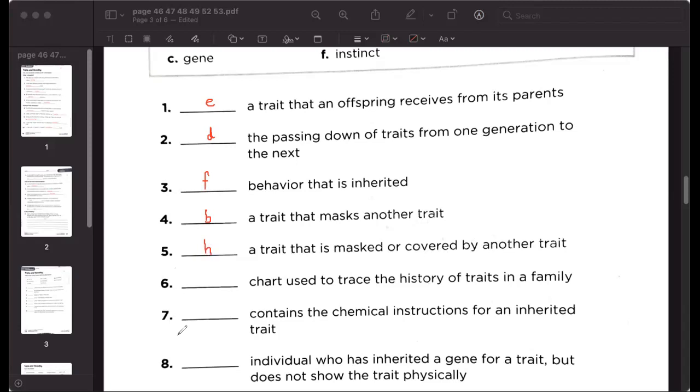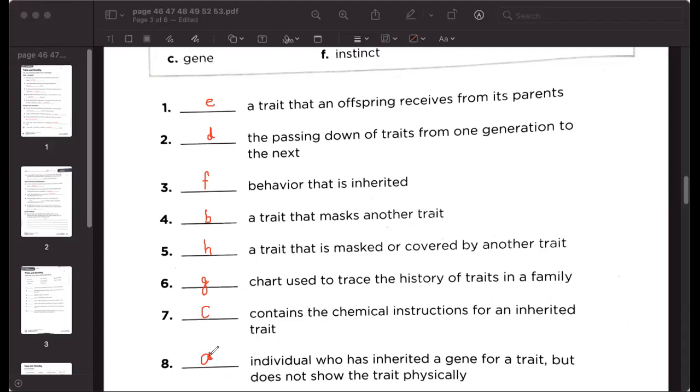recessive. Number six, chart used to trace the history of traits in a family. Very easy, that is pedigree. So the G is the correct one. Number seven, dash contain the chemical instruction for an inherited trait. So that is C. What's C here? Gene. The last one on your workbook page number 8 is individual who has inherited a gene for a trait but does not show the trait physically. You know, only one is remaining, and that is your number A, that is carrier.